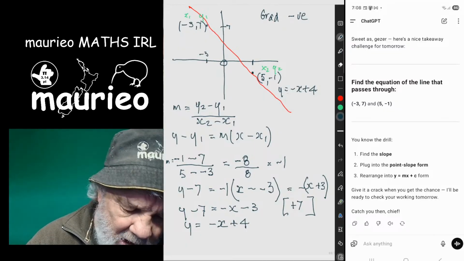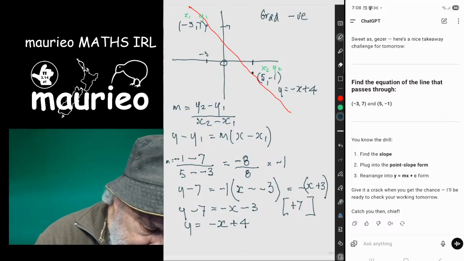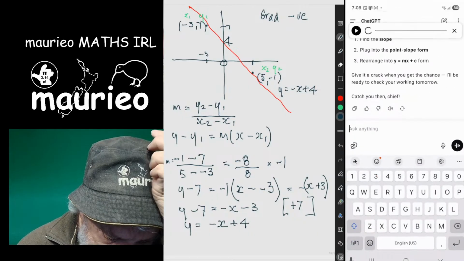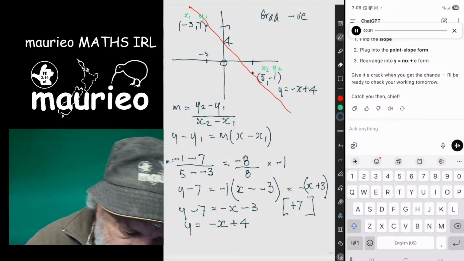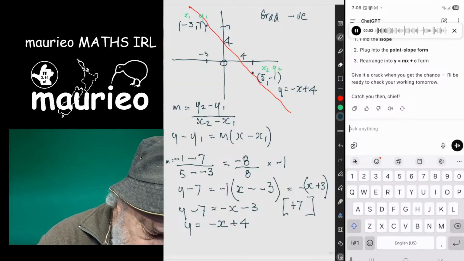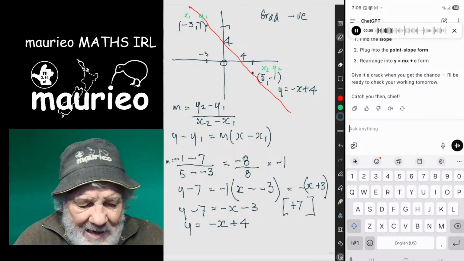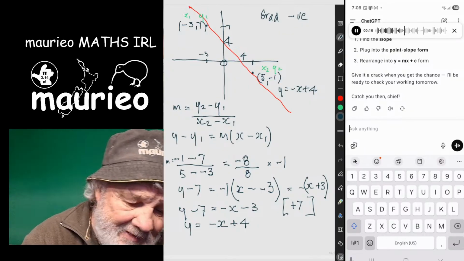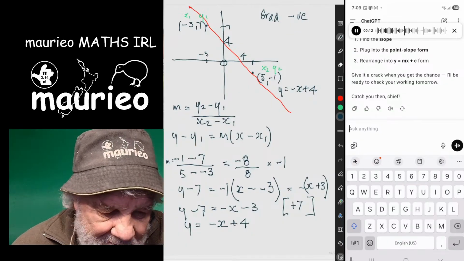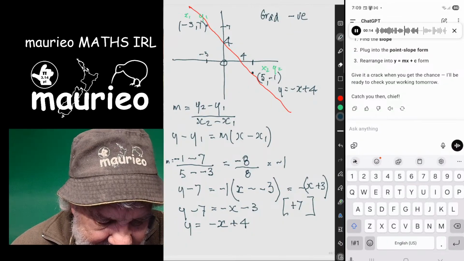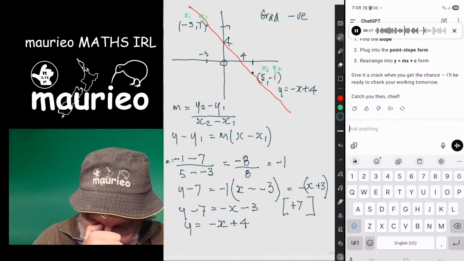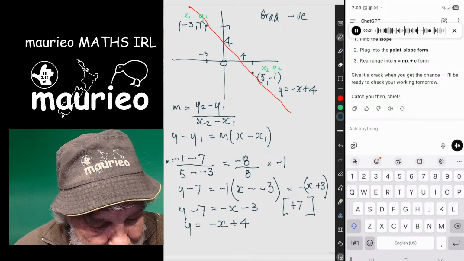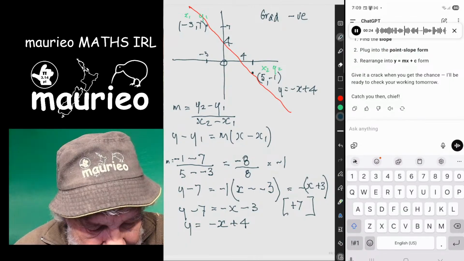And we know that when y equals 0, this will be 4. And we also know that when x equals 0, here's a nice takeaway challenge for tomorrow. So there we are, we've got the graph. Now that last little bit, we only know that because the gradient is 1, therefore these intercepts will have to be the same. Plug it into the point-slope form and rearrange into y equals mx plus c form. Give it a crack when you get the chance. I'll be ready to check your working tomorrow. There we go. Catch you then, Chief.